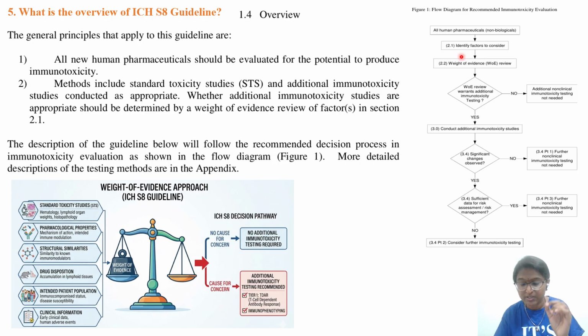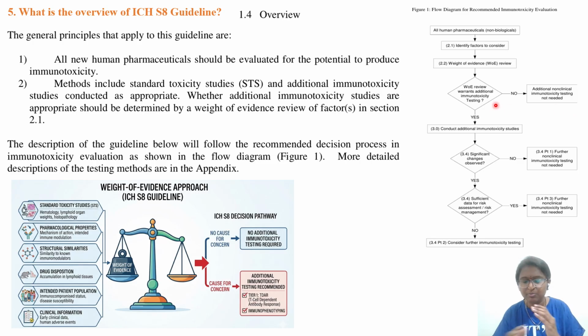Second, in the decision tree is section 2.1: identify the factors to consider. We have to see, is there a decrease in thymus weight, or in the weight of whatever immune system organs are there, or a decrease in the leukocyte or granulocyte count, or T helper cell count, like that. Weight of evidence, different things you have to see. There will be a checklist. Does the weight of evidence review warrant additional immunotoxicity studies? Based on this weight of evidence, you will decide yes or no. If it is no, additional non-clinical immunotoxicity is not needed. Stop. No more studies are needed.